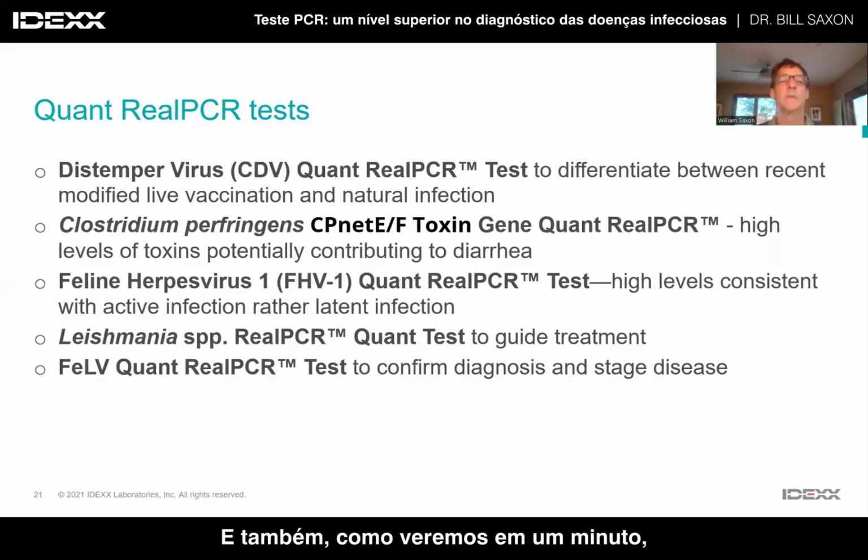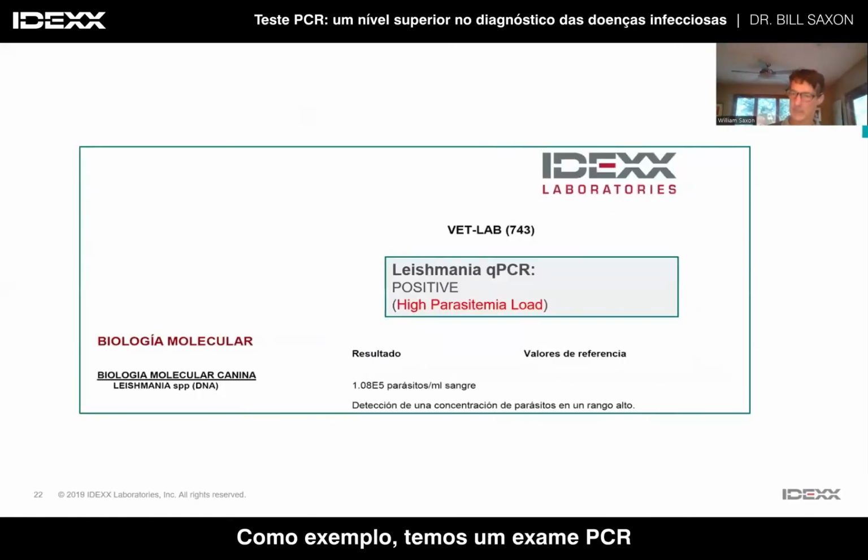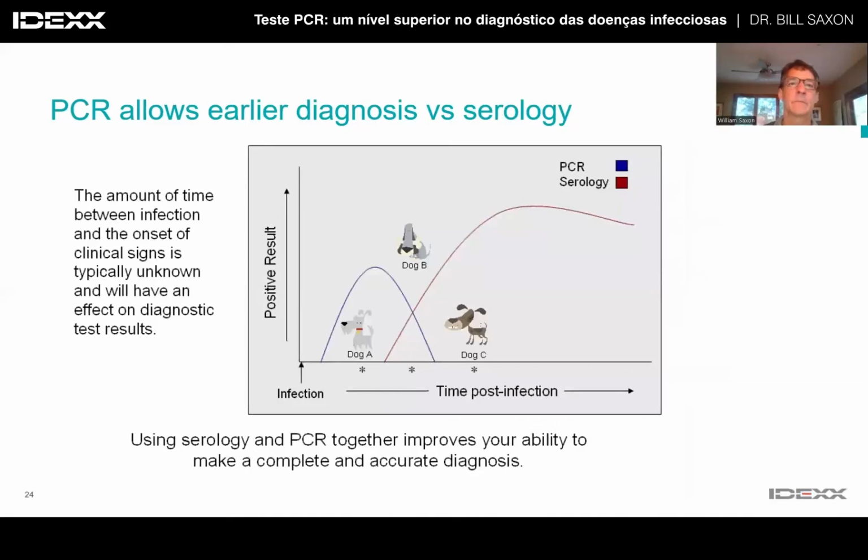And also, as we'll see in a minute, in determining the stage of FeLV infection, being able to quantitate the FeLV PCR test is super helpful. It can also guide therapy with leishmania. We'll get to all of that. As an example, we have a quantitative PCR test for leishmania. That's if it's done on blood or bone marrow, and this can determine the parasite load, and that can help you determine whether or not you need to treat, okay?